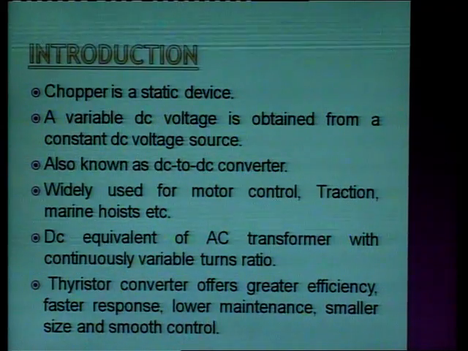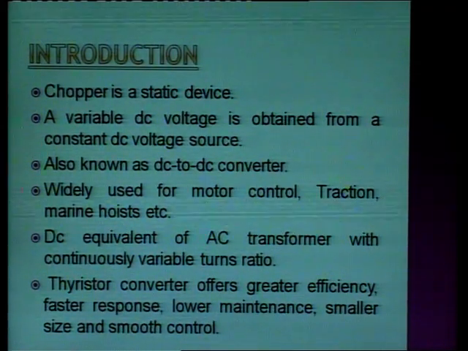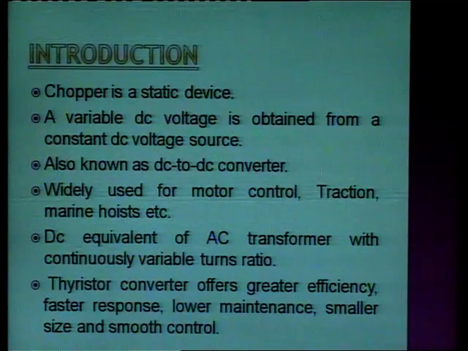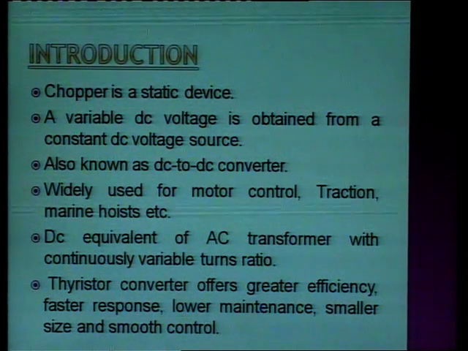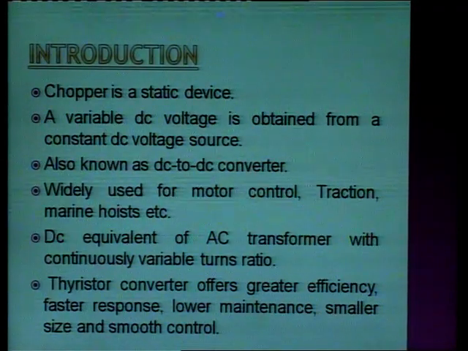That is why it is also known as DC to DC converter, because we are converting a fixed DC into a variable DC, and it is required for various applications like motor control, because we want to operate machines, particularly DC motors, at variable speed. We know that if we want to control the speed, voltage control is required. So, how to vary that? It is varied with the help of this chopper circuit, and there are many other applications like traction, marine hoists, etc. These are places where choppers are being used.